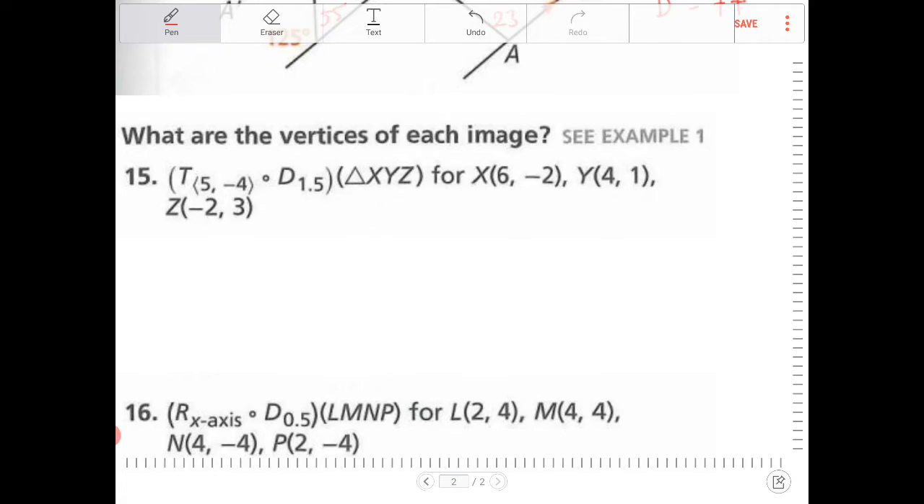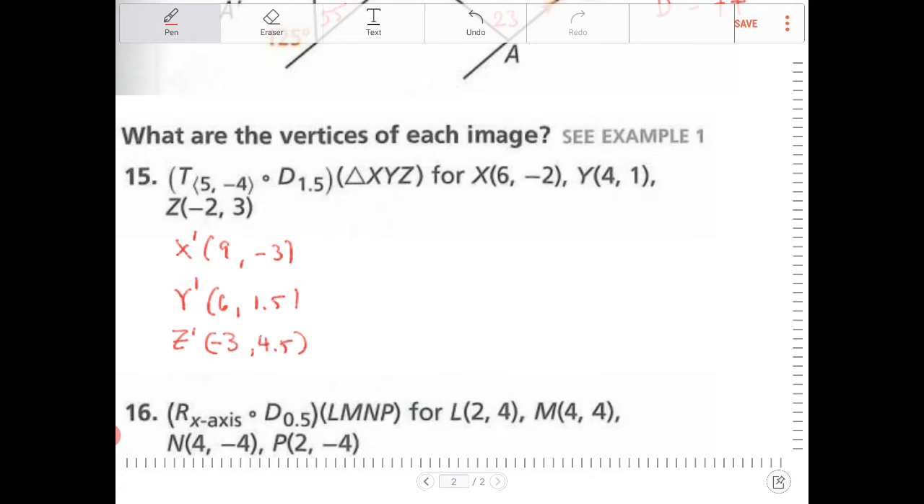We're taking XYZ, we're multiplying 1.5 by 6, and I'll write it a little more over. So that would be 1.5 times 6, that would be 9. 1.5 times negative 2, that would be negative 3. Y prime, we multiply 1.5 by 4, and that would be 6. 1.5 by 1, that would be 1.5. Z, negative 2 times 1.5 is negative 3. 3 times 1.5 is 4.5.